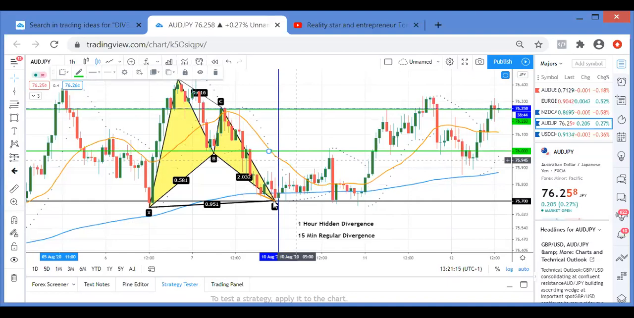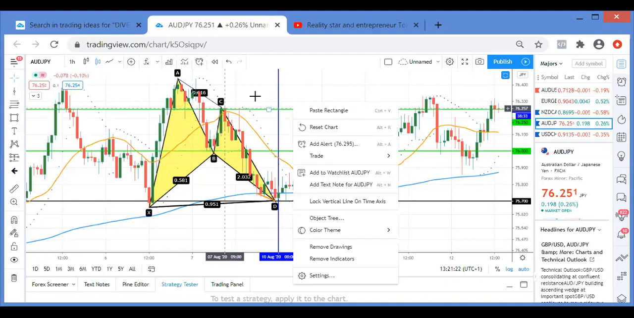Why do you think the market came up? It hit the quarter point, which was our take profit one, came down, and then came all the way back up to the highest point, which is here. The highest point of this leg. I don't mean this point here, of this leg.